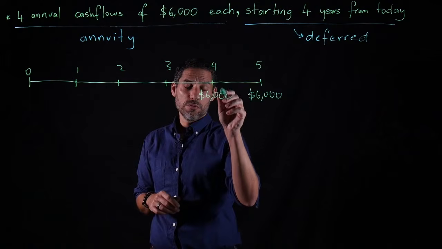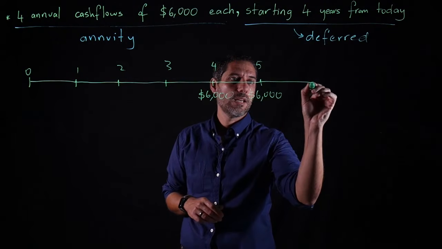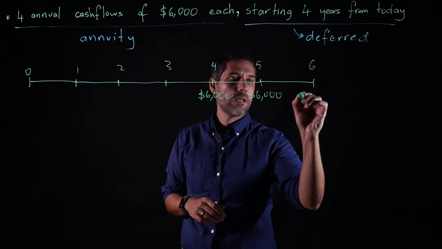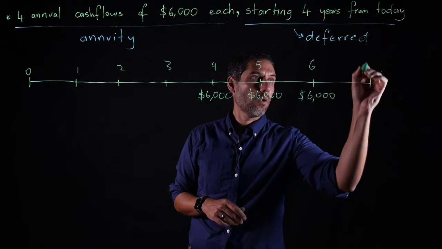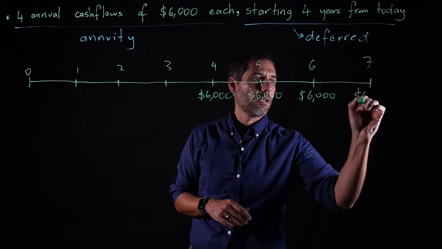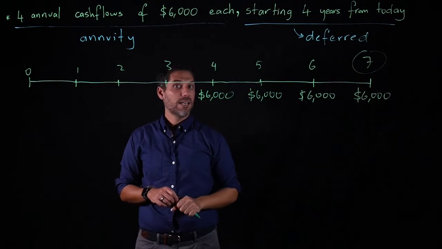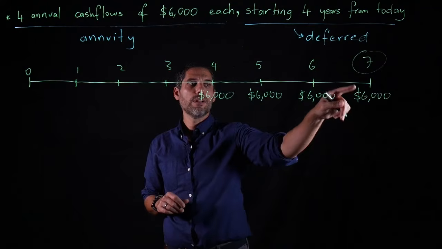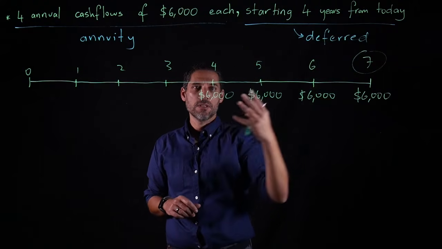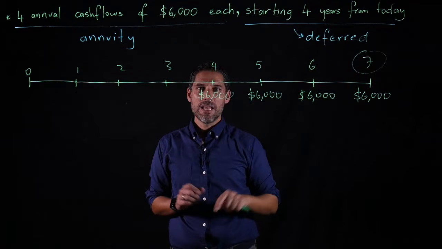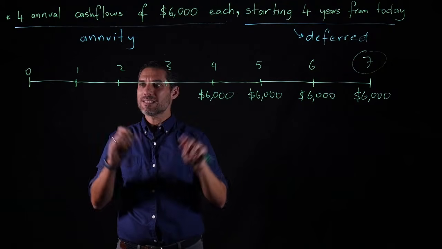So cash flow 1 is at year 4, cash flow 2 is at year 5, cash flow 3 is at year 6, and cash flow 4, the last one, is at year 7. Okay, not 8, 7. You have to be careful when you have deferred annuities where they end. So 4, 5, 6, 7, there are 4 cash flows ending at year 7. And you will see that this will end up being very important in a little bit. All right, so that's our setup.